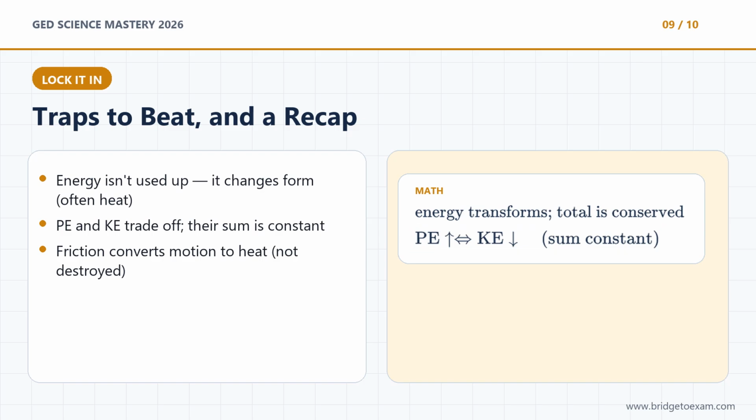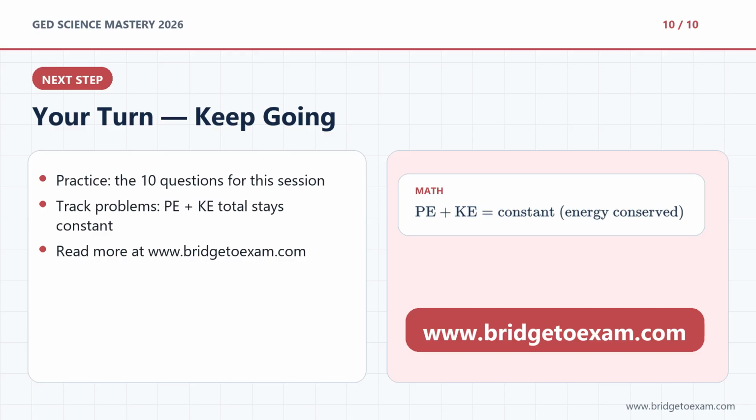The recap. Energy comes in forms, it transforms, and the total is always conserved. Wonderful work today. You can now name the forms of energy, trace a transformation, and use conservation of energy to add up a track problem. Your practice for this session is the 10 questions attached to this lesson. Answer them from memory. And for any hill or track problem, remember, the total of potential plus kinetic energy stays constant.